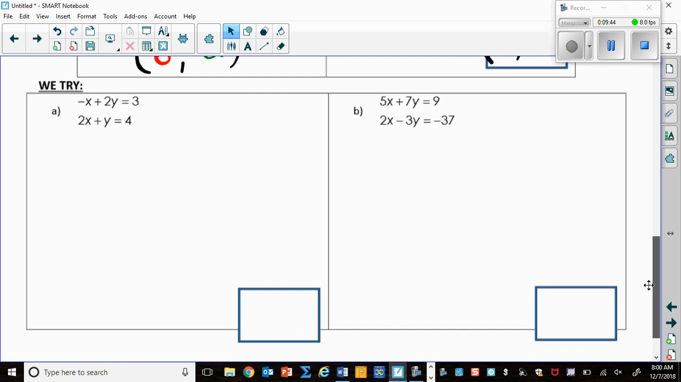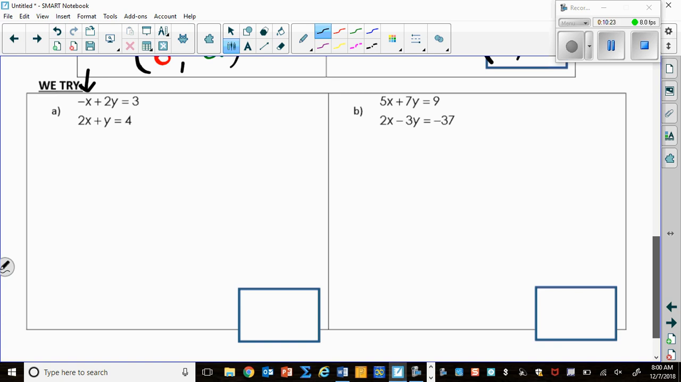Alright, so for the we tries, I made sure that these are in standard form. Basically, I just want x's on top of x's, y's on top of y's, constants on top of constants. So I want to eliminate one of these variables, and I kind of look for a number that's already negative and a number that's already positive. So right now I'm going to eliminate my x. It doesn't matter which letter you eliminate first, you will get the final answer at the end. But for this one, I'm going to show you that if I choose x, I'm still going to get the correct answer. Okay, so I want to figure out a number.